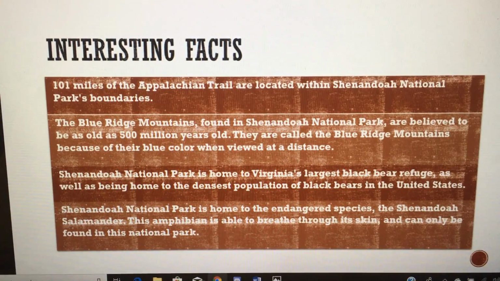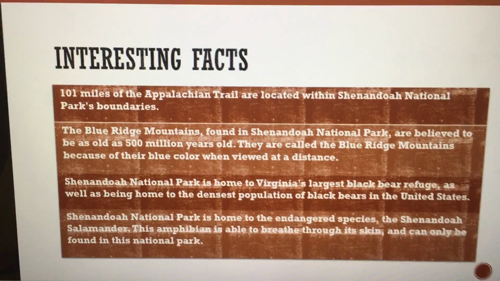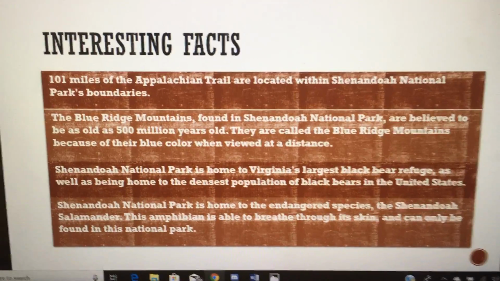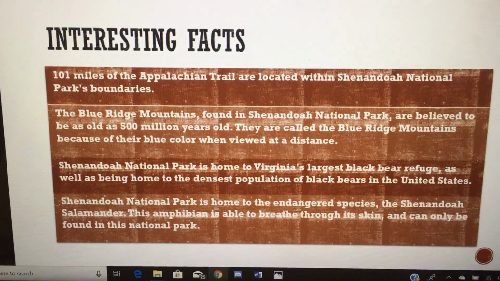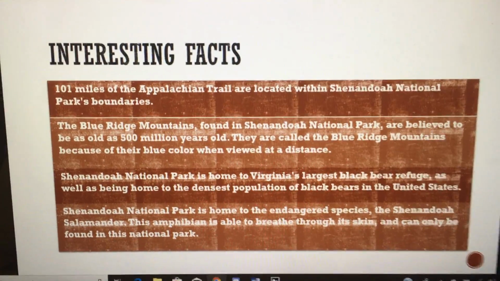Shenandoah National Park is home to Virginia's largest black bear refuge, as well as the densest population of black bears in the United States. So out of the entire United States, this area has the most black bears in it. It has the densest area filled with black bears. That's just crazy to think of in one park like that.